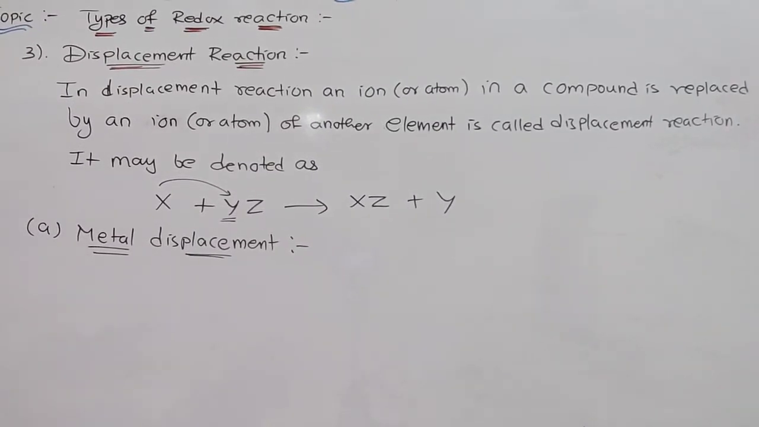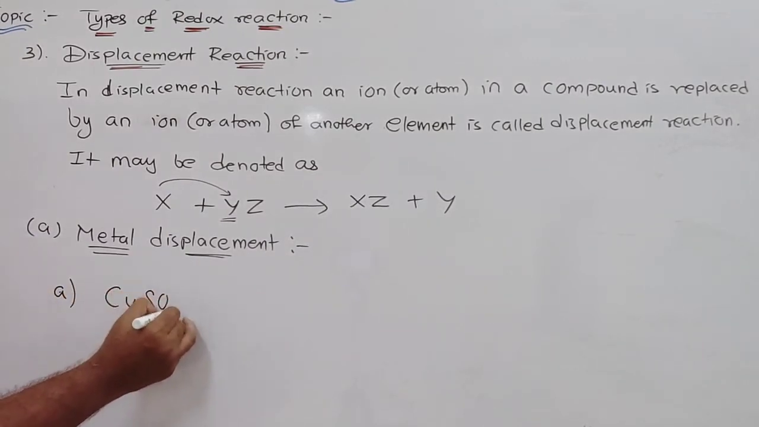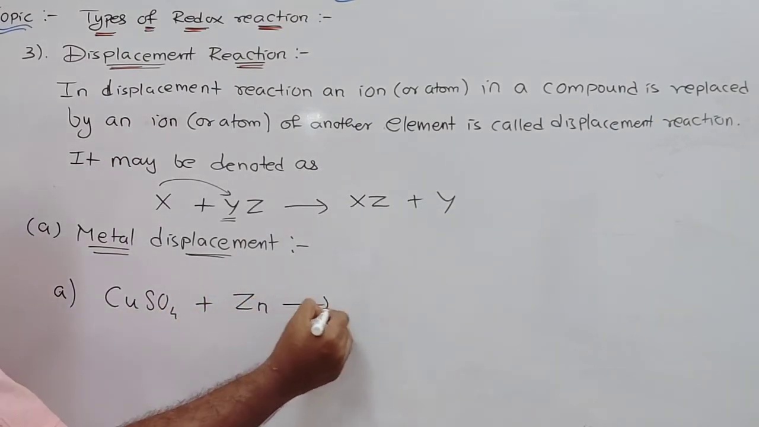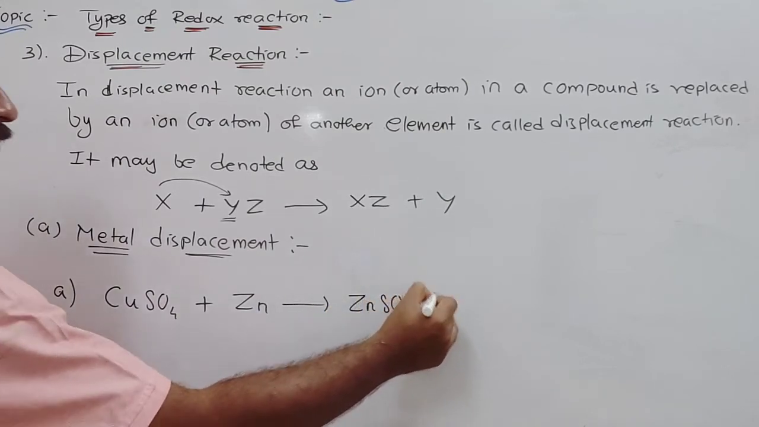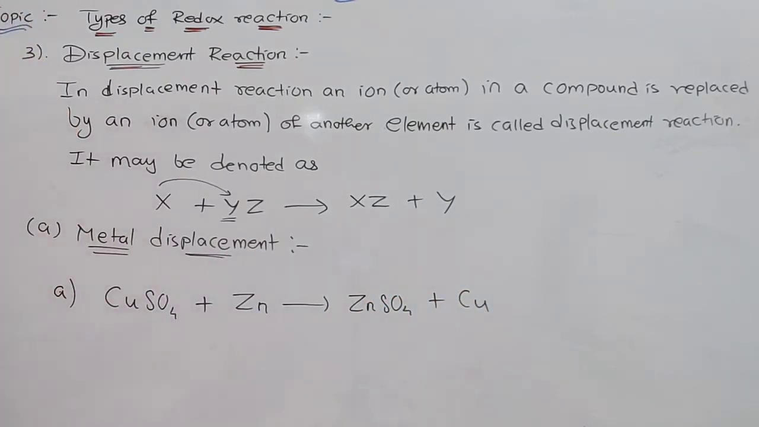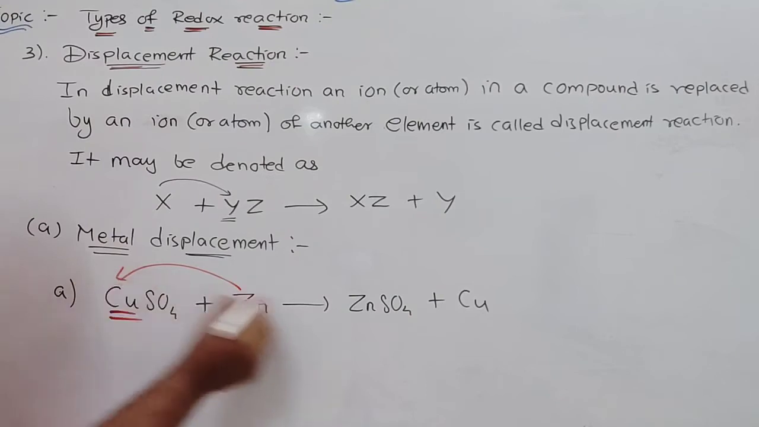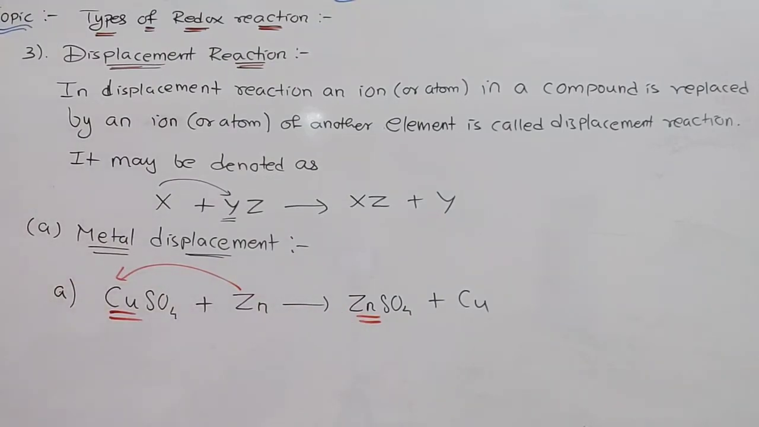In this metal displacement, in your book, one example is given. A metal in a compound can be displaced by another metal in an uncombined state. Here is an example: CuSO4 plus Zn will give ZnSO4 plus Cu. You can see here that copper is being displaced by zinc. Understood? What is the reason for that? Because zinc is more reactive than copper.